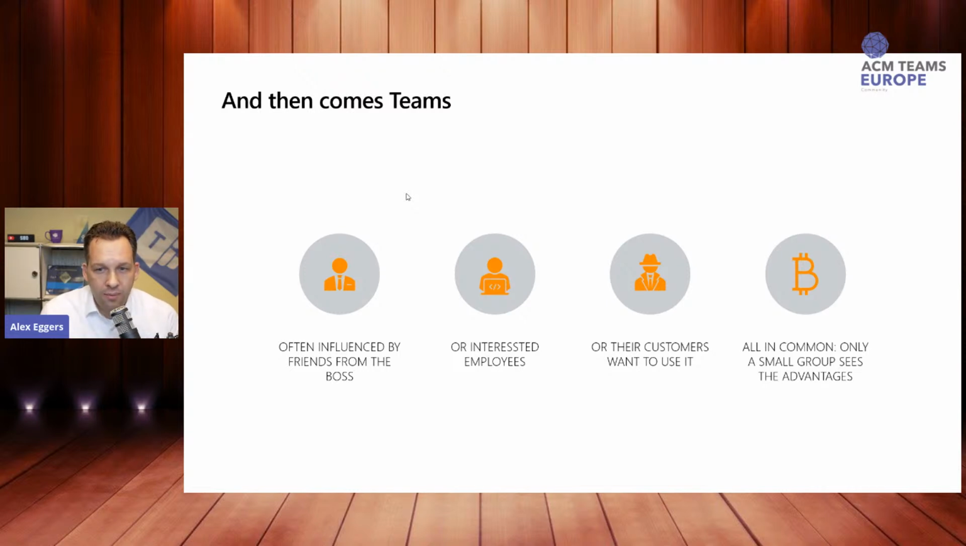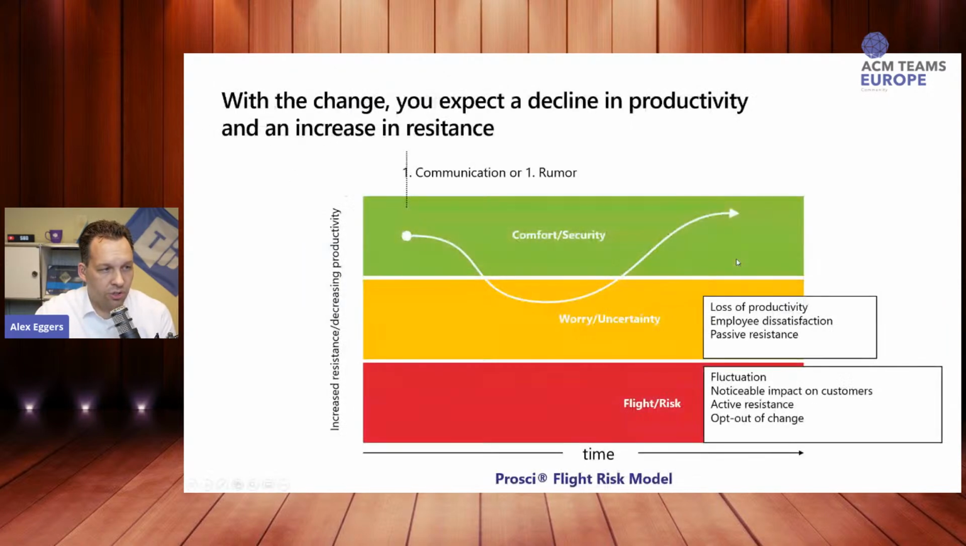And my customer then says, "Okay, so what should I do now?" So what is all in common is that only a small group of people sees the advantages of using something like Teams. And so on the first part, the boss, then the interested employee, or maybe the customer. So not the whole company. It's just some people who are seeing these advantages. And we need to talk about this kind of resistance, leaving the comfort zone.